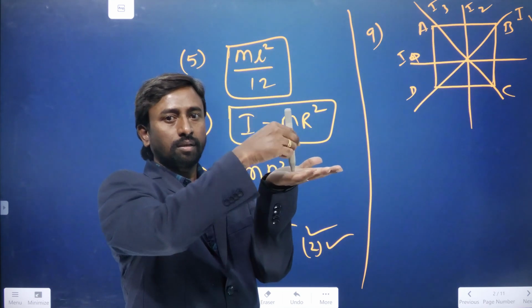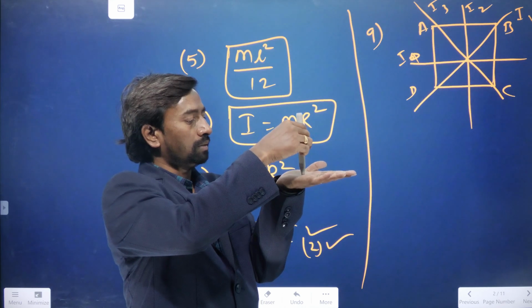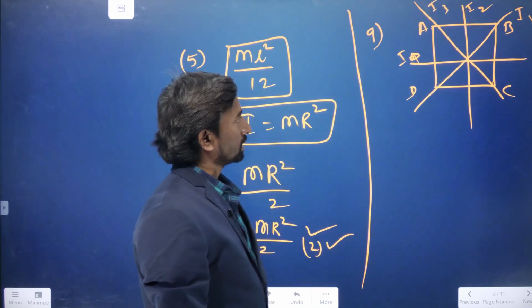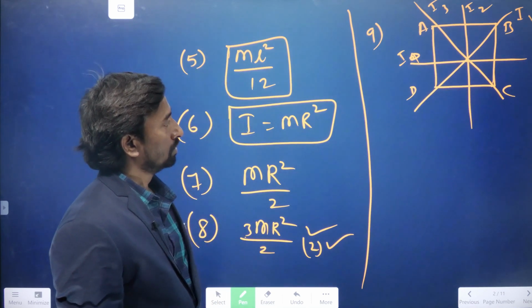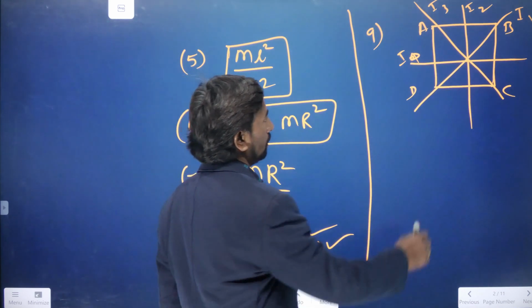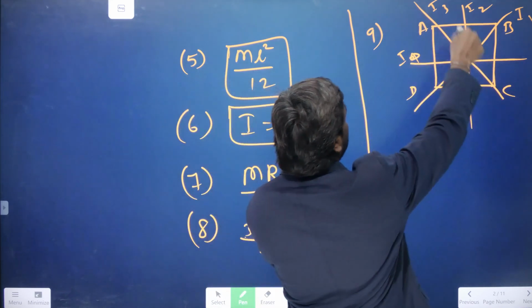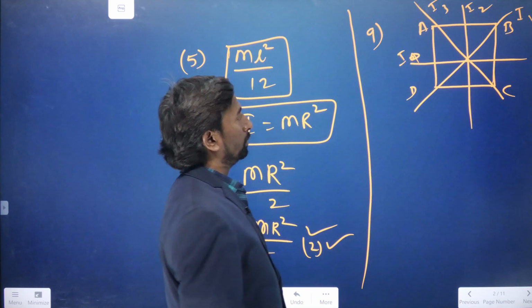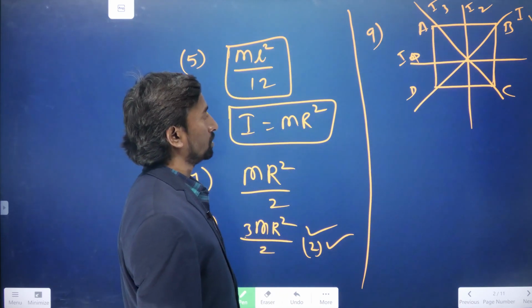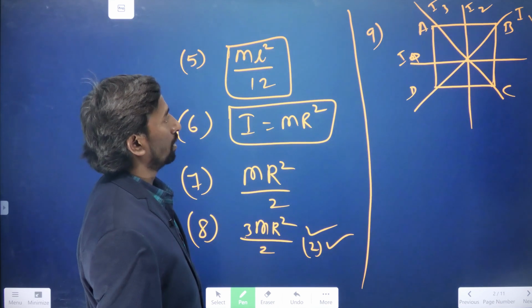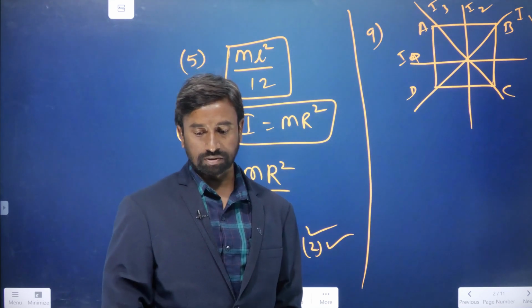So in this case, they are asking about the moment of inertia about its own axis, so how do we write it? The moment of inertia about this axis. Now if it is passing like this, then I4 and I2 will be perpendicular to each other. So we can write it by using the perpendicular axis theorem.